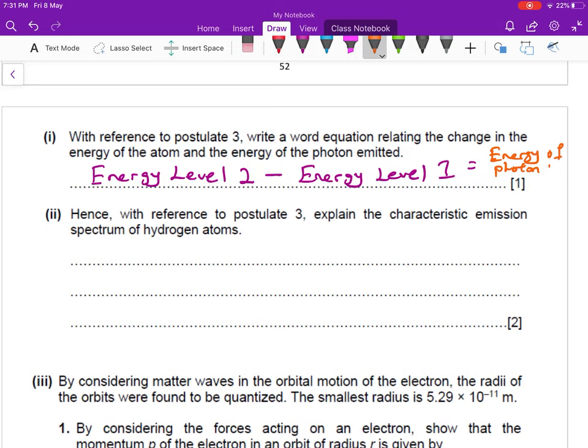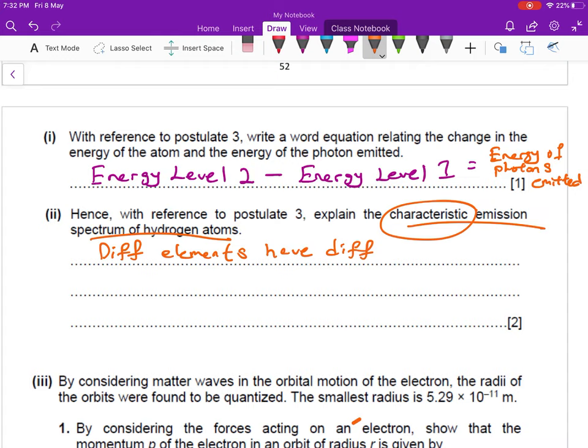So the equation is: energy at level 2 minus energy at level 1 equals the energy of the photon emitted. So this is the so-called equation, energy of the photon emitted, when a photon is emitted. Okay, so hence, with reference to postulate 3, explain the characteristic emission spectrum of the hydrogen atom.